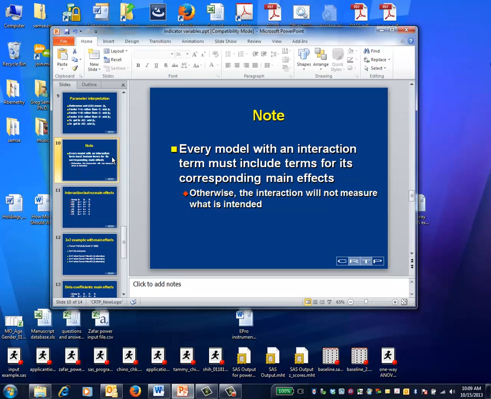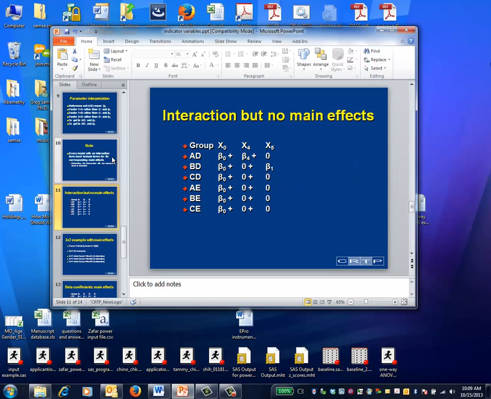You can easily convince yourself that every model with an interaction term must include the terms for its corresponding main effects. The next slide illustrates what goes wrong if you don't. You've accidentally assumed that 4 of the groups have the same mean. That's not good.